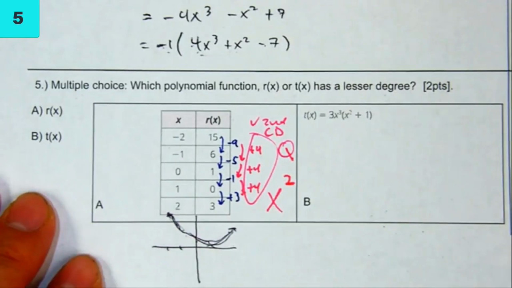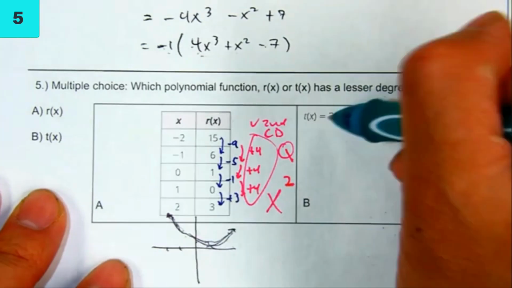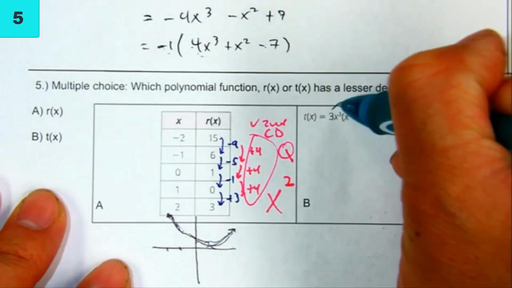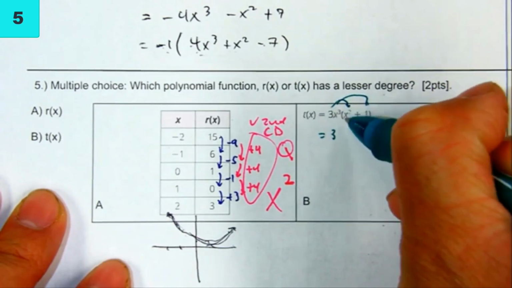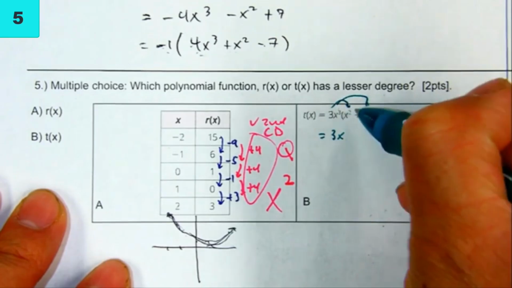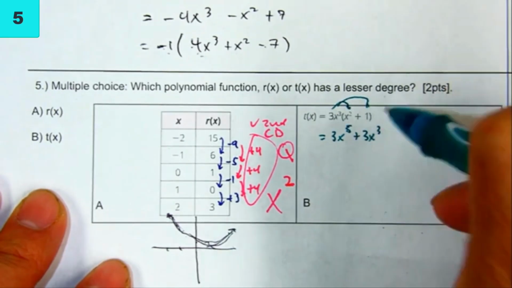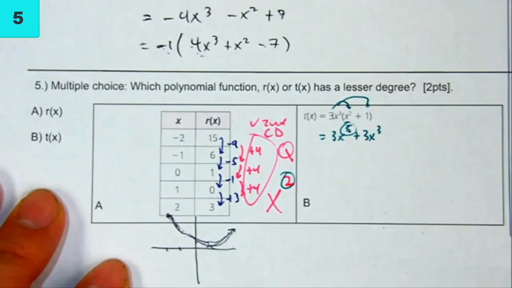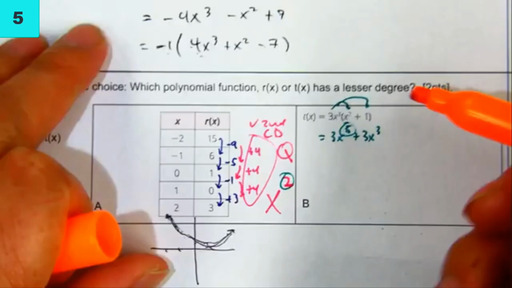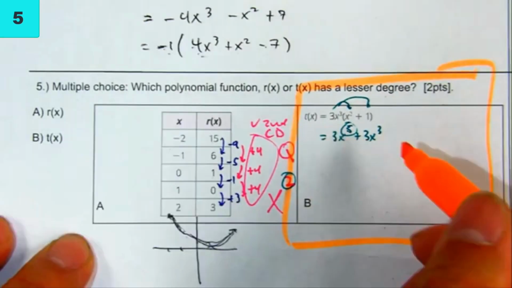Let's test the other side. Now, you could distribute all the way through. 3 times this, 3, x times x, add the same base, 3 plus 2 is 5, 3x cubed. My highest degree there is a 5, so I have 5 and a 2, therefore the highest degree of this problem is this one here, and that would be t of x.